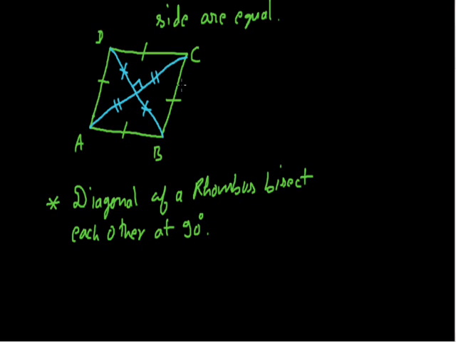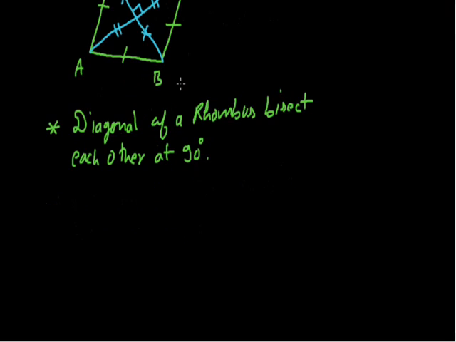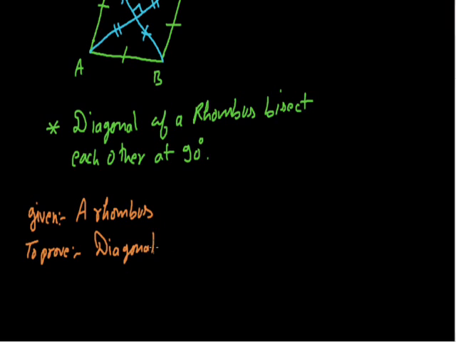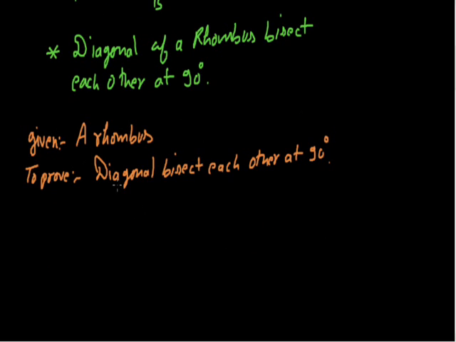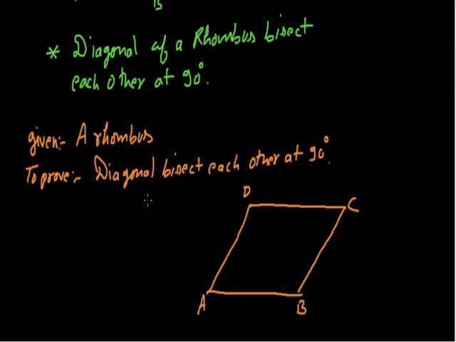Let's see the proof of how the diagonals are at 90 degrees in the case of a rhombus. What is given? We are given a rhombus, and we have to prove that the diagonals bisect each other at 90 degrees. So let's first draw a rhombus. Let's say this is rhombus ABCD. Since it is a rhombus, all its sides are equal, and let's say AC is one diagonal and BD is the other diagonal, and the point of intersection is O.